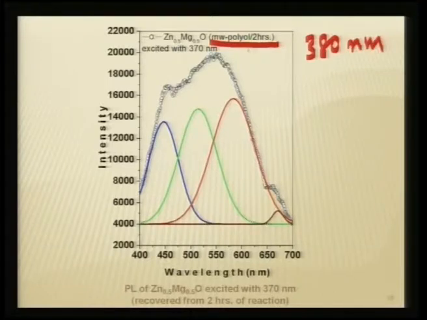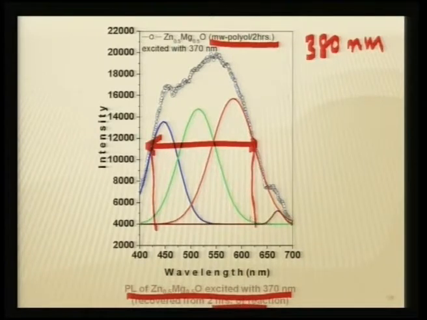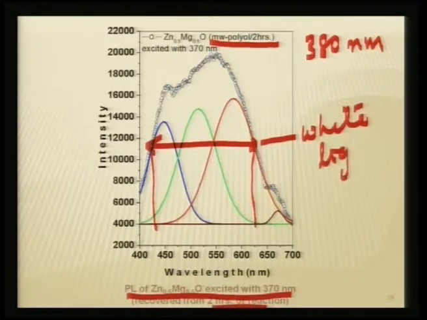So, we have optimized to hold this reaction only for 2 hours, and if you excite this powder, then one can see that the PL of this powder recovered after 2 hours of reaction shows a broad emission, and this broad emission is beyond 150 nanometer, you can see here. So, this is roughly from 400 to 600. So, for this alloy powder you can see a white light or a broad emission that is coming.